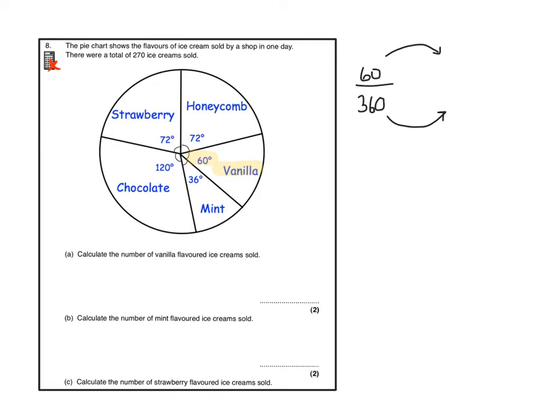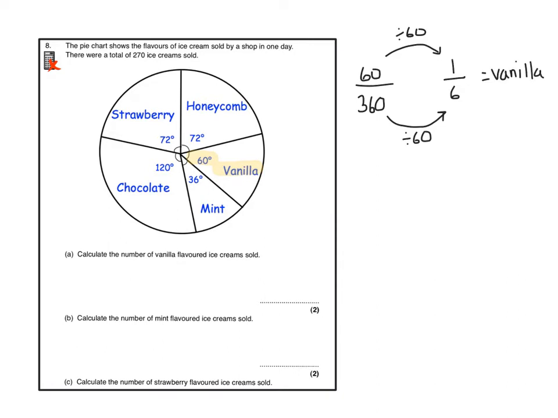And the answer to that is 60. So I'm going to divide the top by 60 and the bottom by 60. And 60 divided by 60 is 1. And 360 divided by 60 is 6. So a sixth of all the ice creams are vanilla.